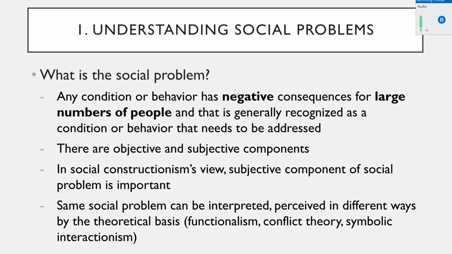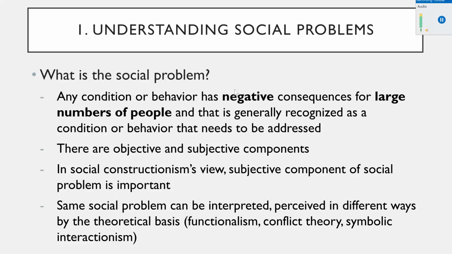If it is considered a big social problem because of a high prevalence, like Lyme disease in the US, and there are so many people who are infected by Lyme disease, then because of the high number of cases, it can be considered a social problem by the objective component. And in the social constructionist view, they put more weight on the subjective component than the objective component.